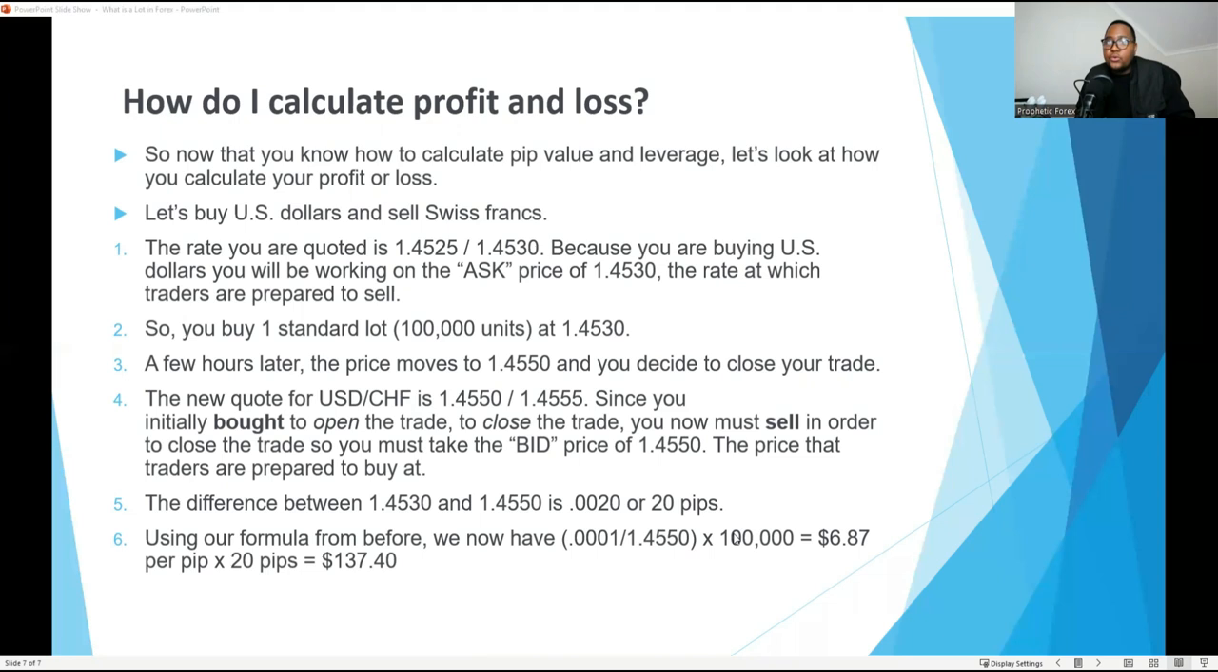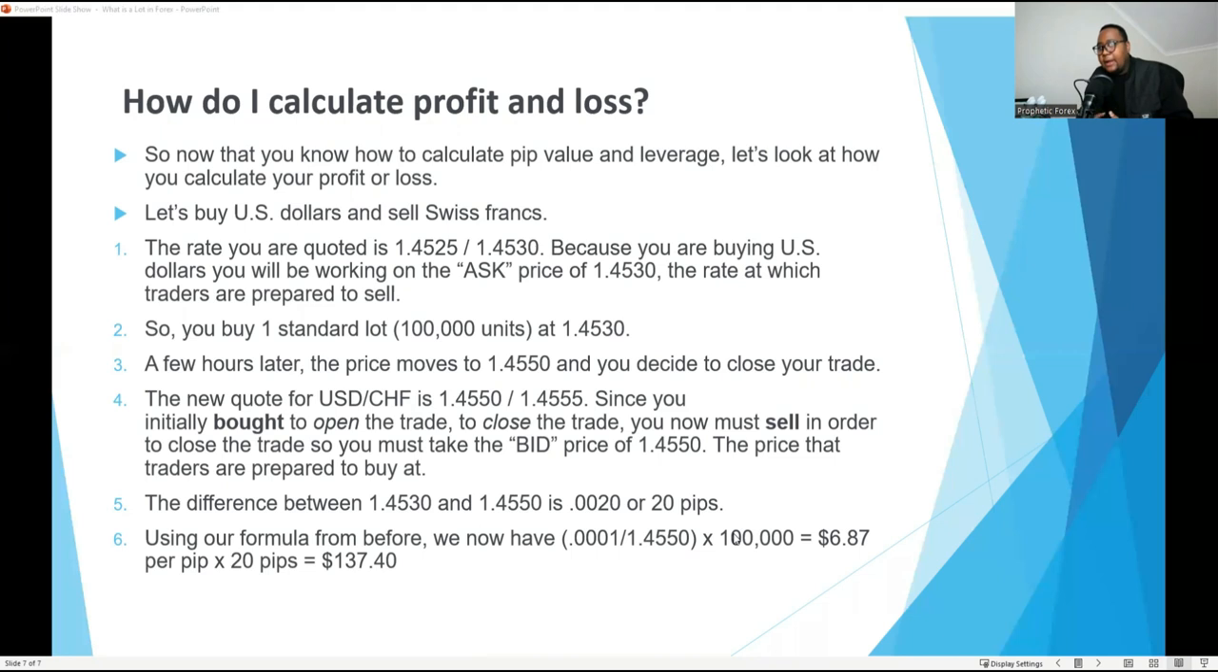So now you will buy with one standard lot, for example, at 45.30. A few hours later, the price moves to 45.50. So basically, you will decide to close your profit. So what has actually happened there? The market actually went up by about 20 pips.